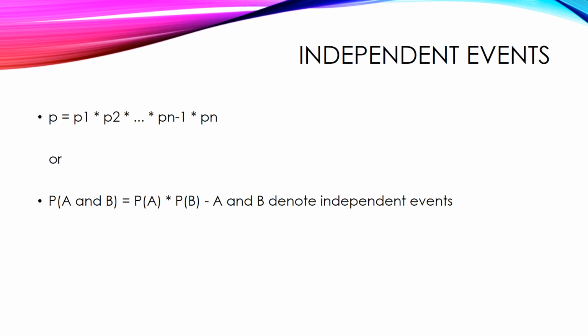Independent events. Two events are independent if occurrence of one event does not influence occurrence of other events. For n independent events, the probability is the product of all probabilities of independent events. P = P1 × P2 × ... × Pn-1 × Pn, or P(A and B) = P(A) × P(B), where A and B denote independent events.